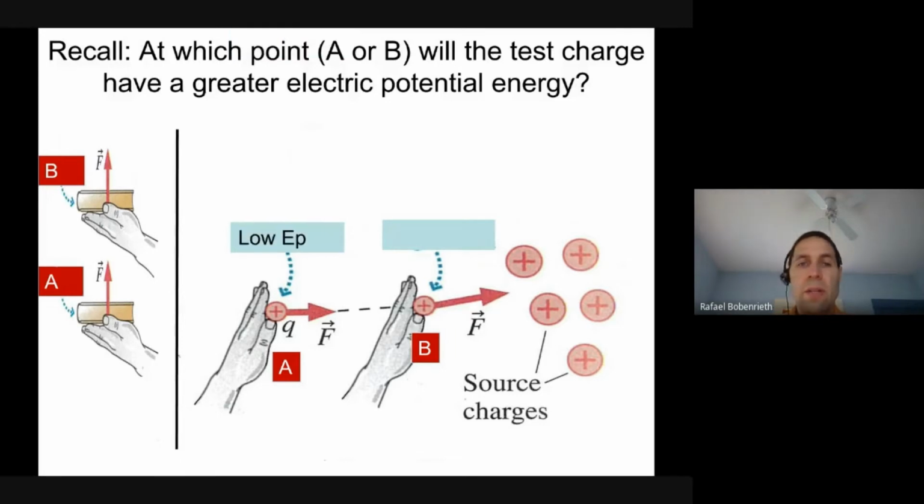So notice the low electric potential energy is at A, and the higher electric potential energy was at B. It's the same idea as the textbook. So if you ever get confused, think back to these analogies we've been talking about with gravity and gravitational potential energy. They can be quite helpful. Okay, so we know that the closer a positive charge is to other positive charges, the higher its electric potential energy, and the further away it is, the lower its electric potential energy.